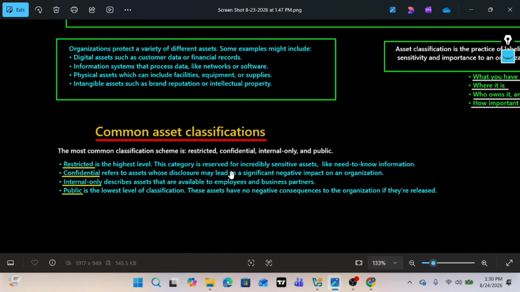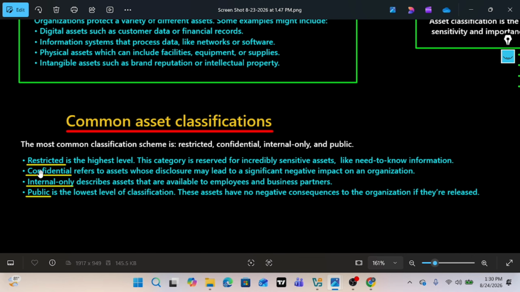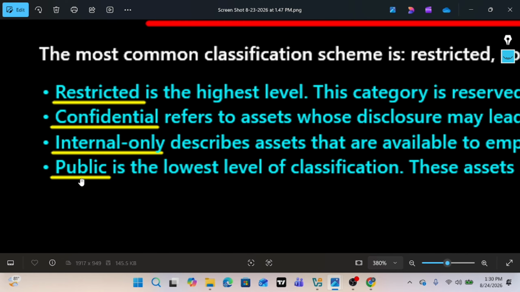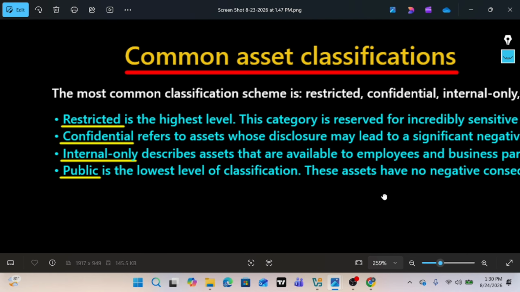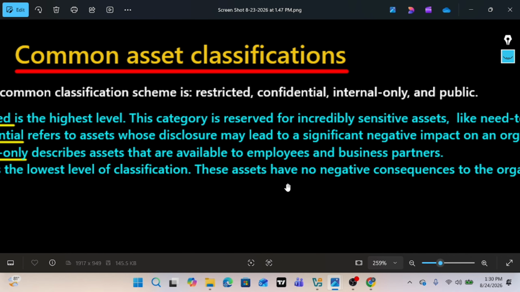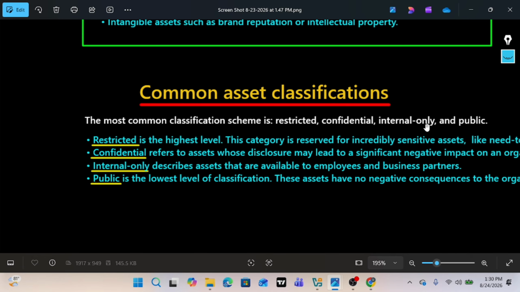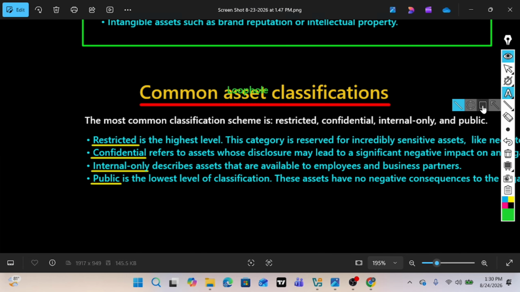Now we have different asset classification depending on the organization. There is restricted, there's confidential, there's internal only, and there's public. Now the lowest level of classification is public assets. These ones are available to the public, and the assets here have no negative consequence to the organization if they are released. But internal, so it increases with this. Look at how it increases from public to internal to confidential, and confidential to restricted. Restricted is the highest level.